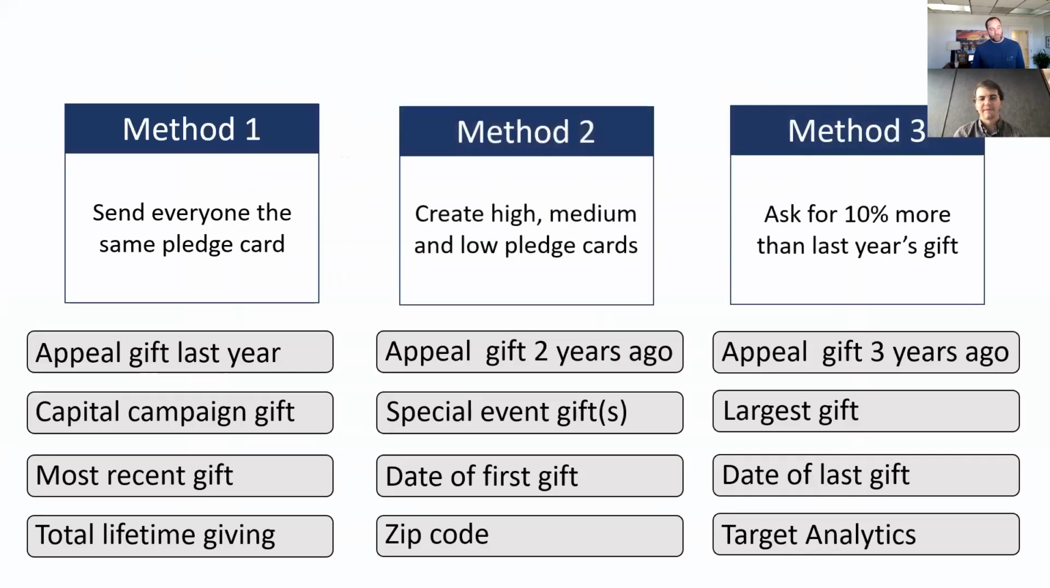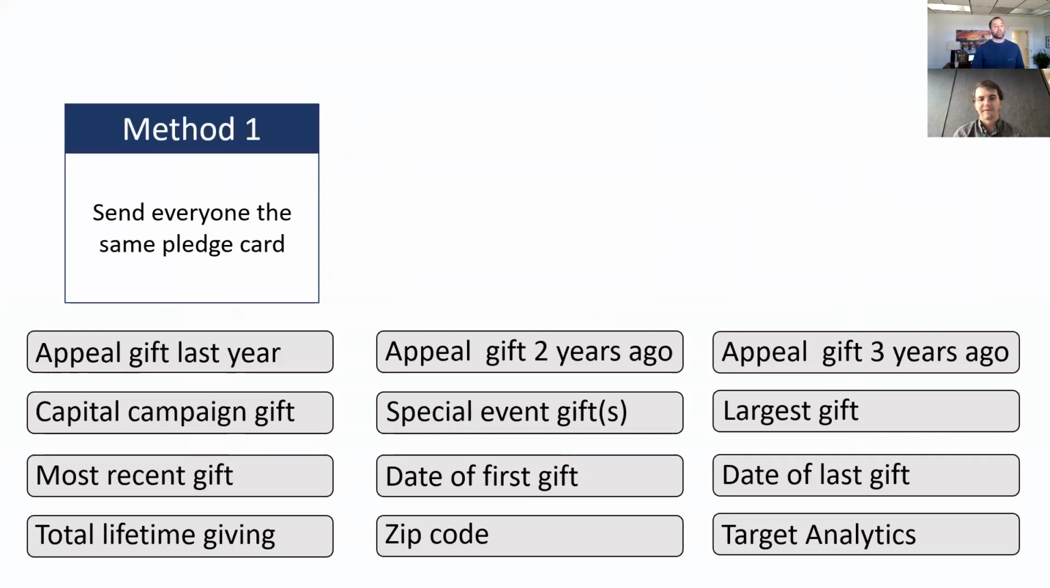Here's the research and what we found people do. There's 3 ways that nonprofits do it. Option 1, they send everybody this, they don't segment it. They just send everybody the same version. Everybody gets the same pledge card. You are leaving piles and piles of donations on the table if you do it that way.